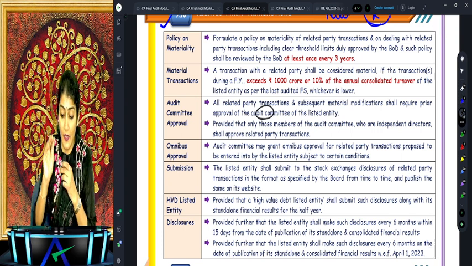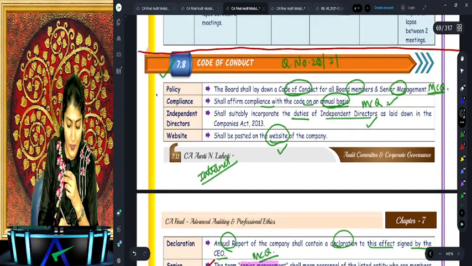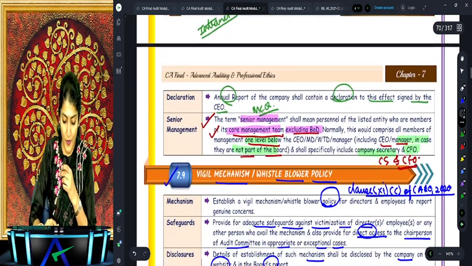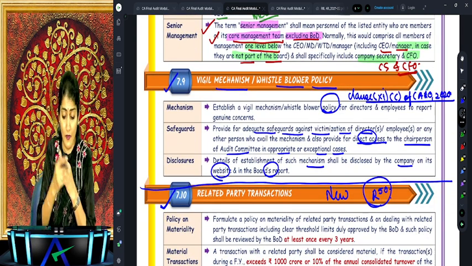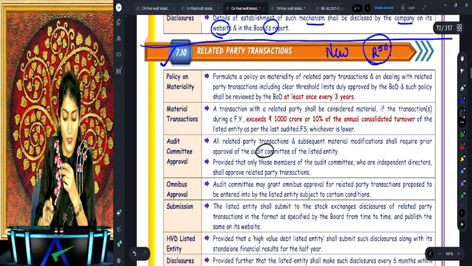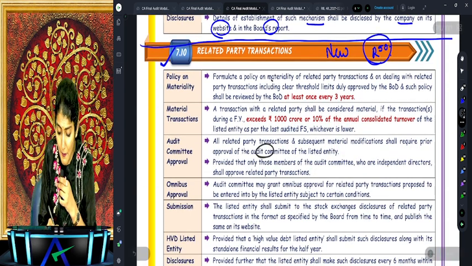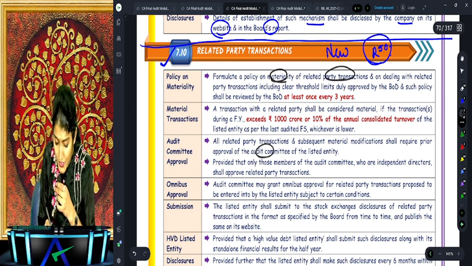Okay, right. Again, everywhere, what are they saying? Formulate a code of conduct. First the company should formulate a code of conduct. Then what does it say? Vigil mechanism. The company should have a whistleblower policy. Now what does it say? The company should have a policy for determining material related party transactions, and the board shall review the policy at least once in every 3 years.